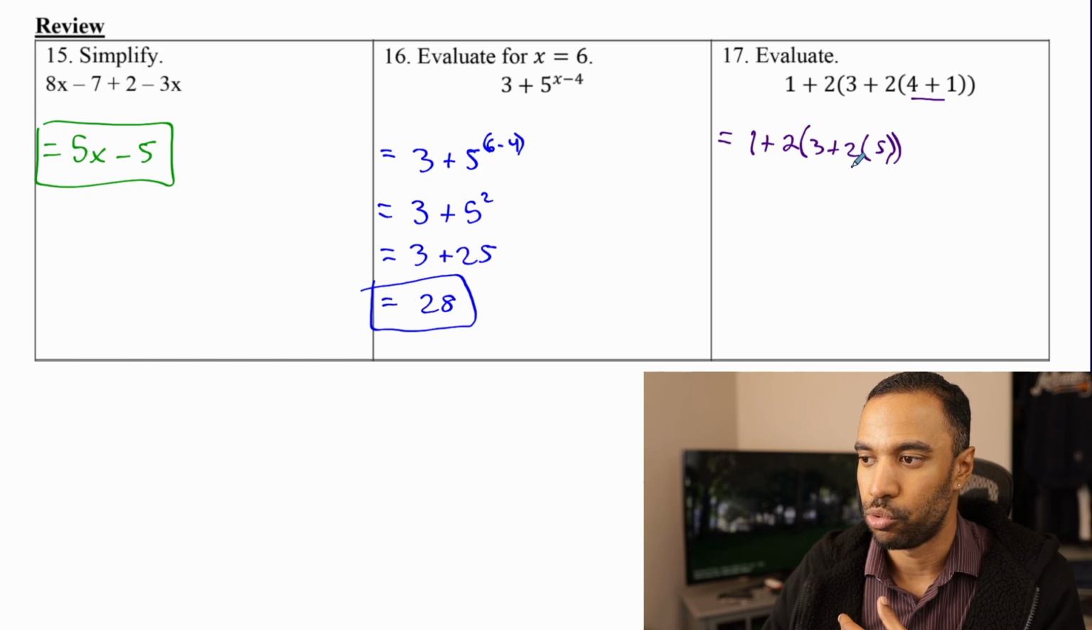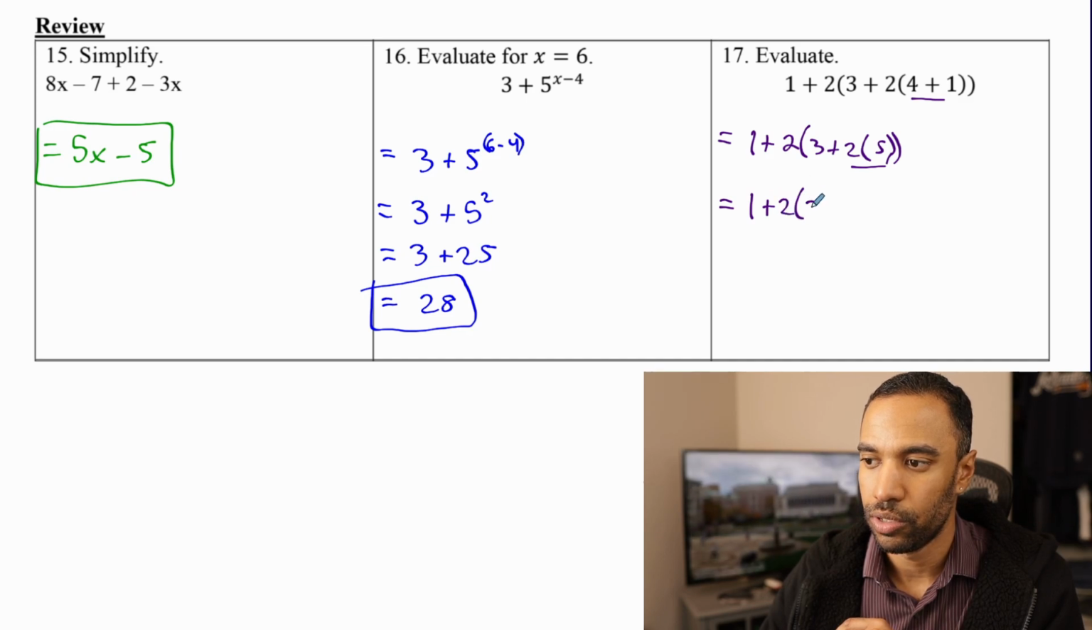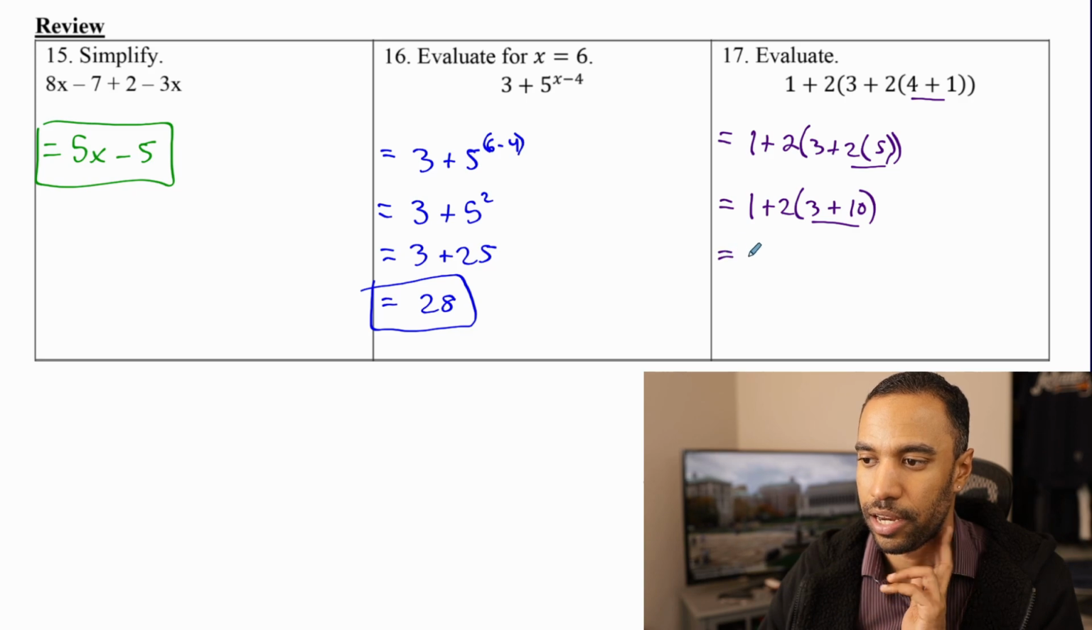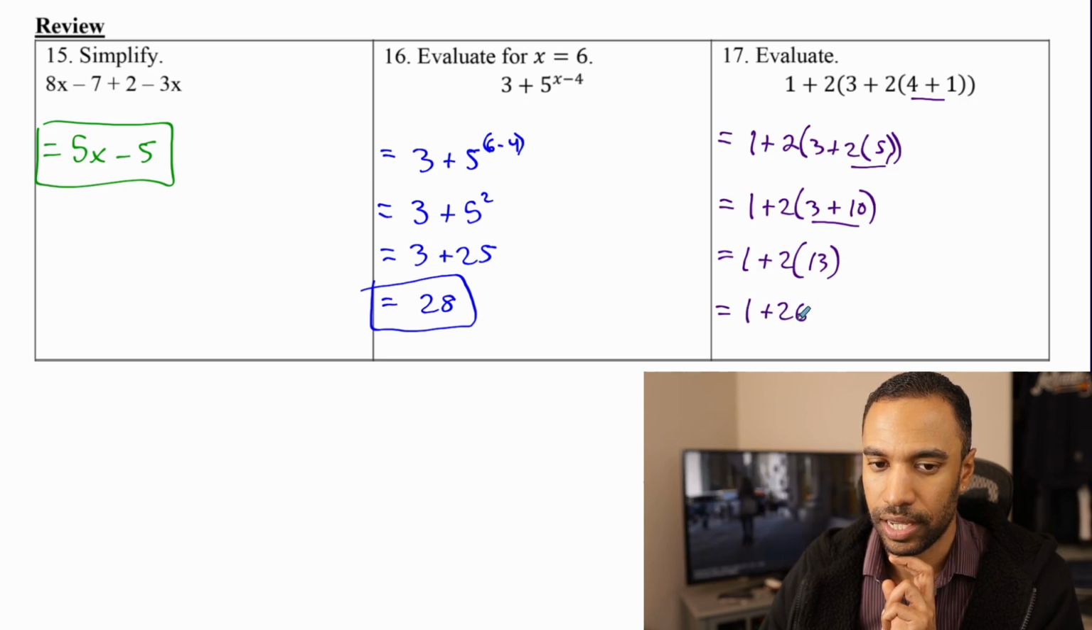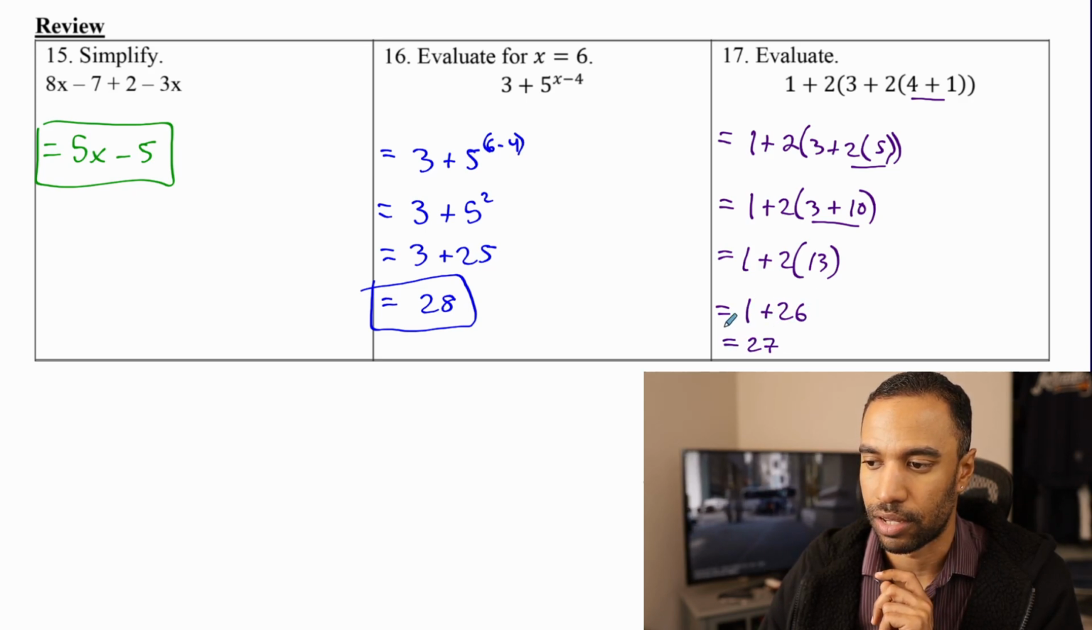So for example, now I can do 2 times 5 right here, which I have to do before 3 plus 2 right here. So that's 1 plus 2 times 3 plus 10. Now I have 3 plus 10 in here. So that's 1 plus 2 times 13. Now I do 2 times 13. That's 1 plus 26. And I get 27.